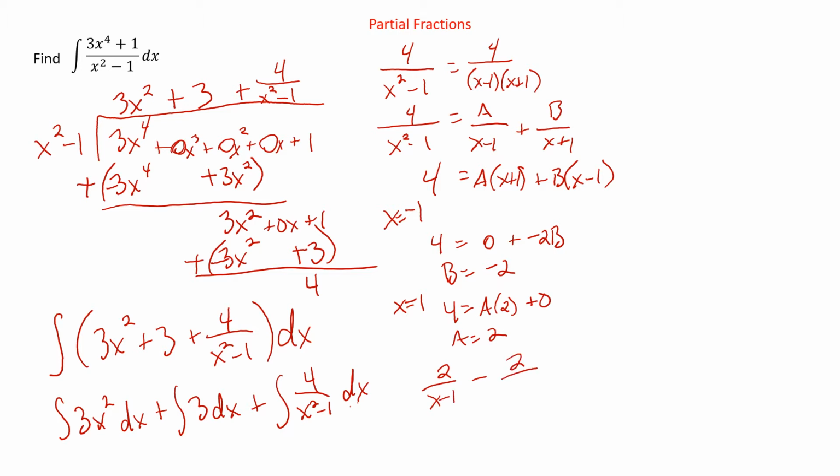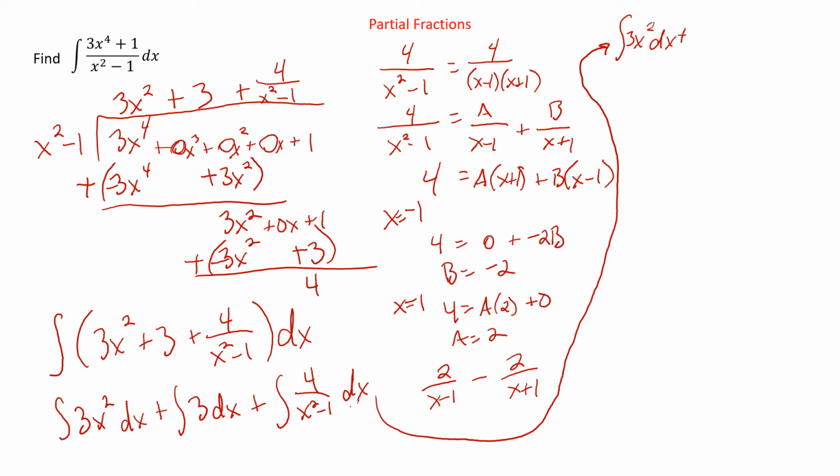I'm going to say minus 2 over x plus 1. That we're going to have to find the antiderivative of, but we can split that up now. So if we write our problem, way up here at the top, we have the antiderivative of 3x squared dx plus the antiderivative of 3 dx plus the antiderivative of 2 over x minus 1 dx minus the antiderivative of 2 over x plus 1 dx.